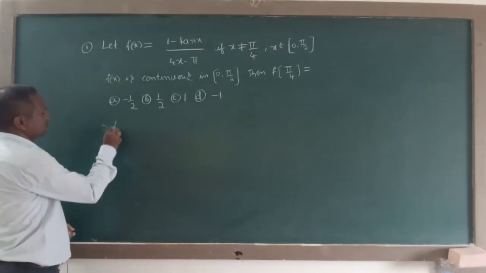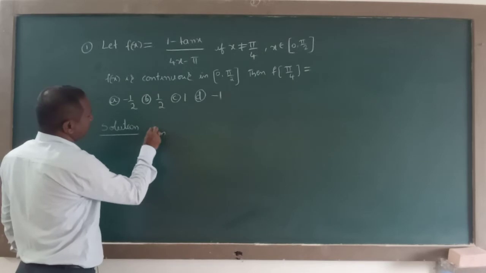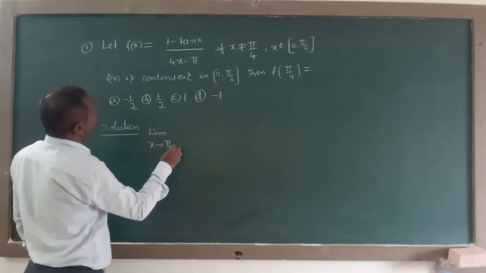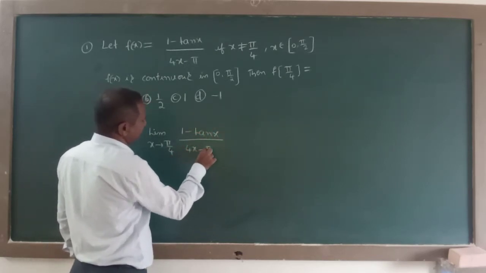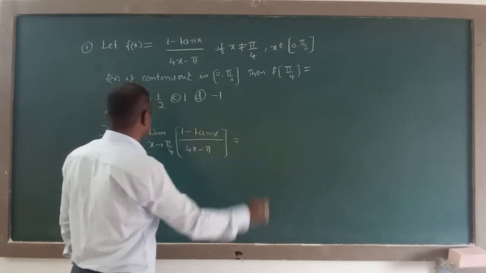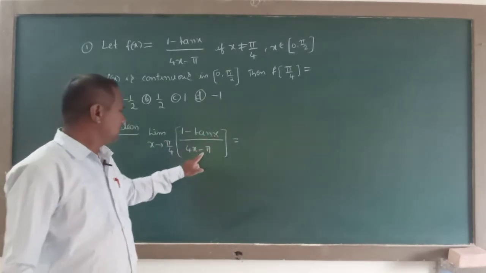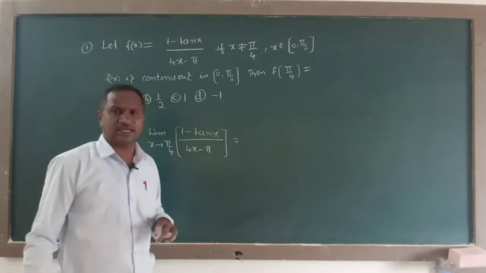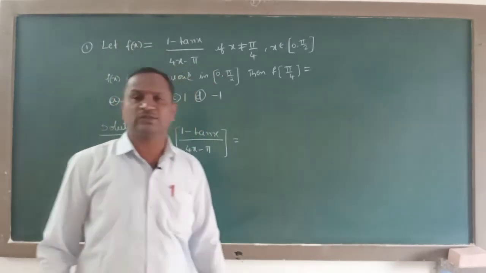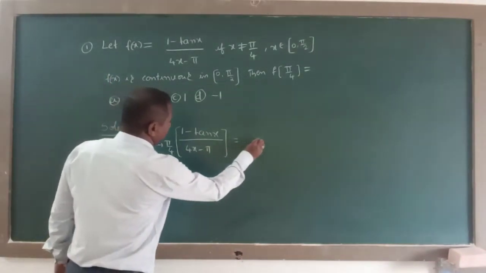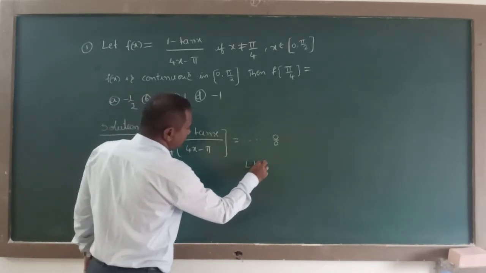Solution to this question is, limit x tending to pi by 4 of (1 minus tan x) divided by (4x minus pi). See here, by applying the x value pi by 4 here, 1 minus tan pi by 4 is 1 minus 1, and here we can substitute pi by 4, so pi minus pi is 0, and finally it approaches 0 by 0 form. That's what, here it approaches 0 by 0 form. We have to apply L'Hospital's rule here.